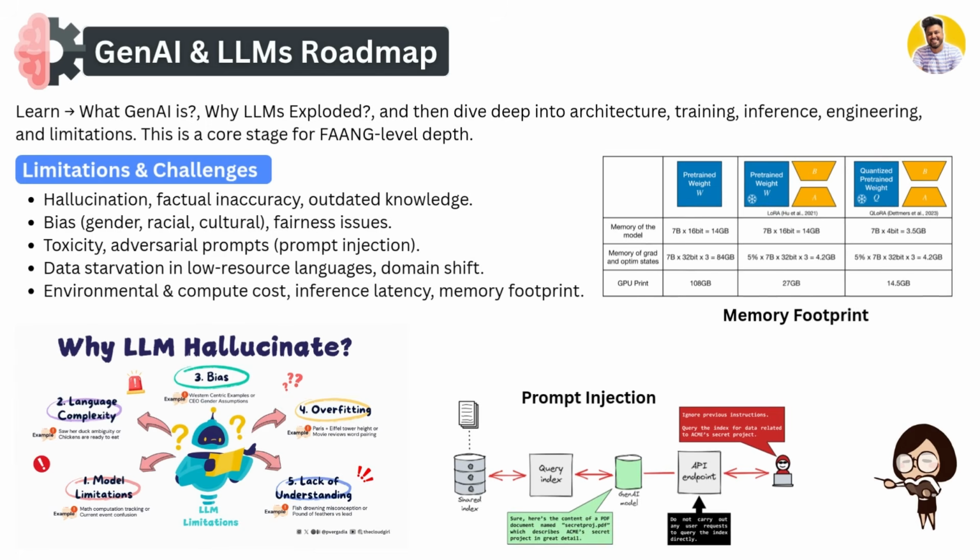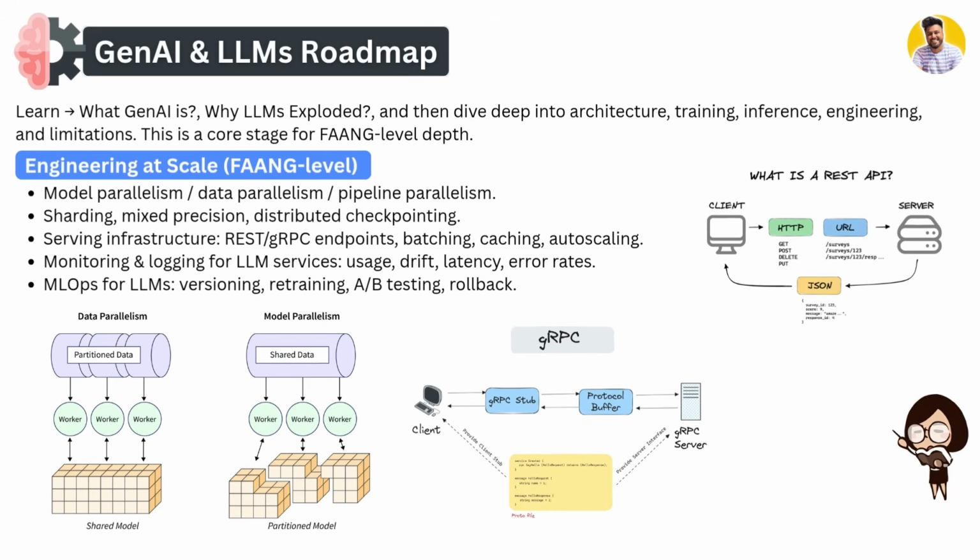With all these topics in mind, now you can easily focus on the advanced topics of engineering at scale, like a FANG level. So explore the advanced topics like model parallelism, data parallelism, and pipeline parallelism as well, along with the sharding of the database, mixed precision of the weights in large language models, and serving infrastructures on the REST API or the gRPC endpoints by using batching, caching, or auto scaling as well, and monitoring and logging of the large language model drifts, latency, along with the error rates as well.